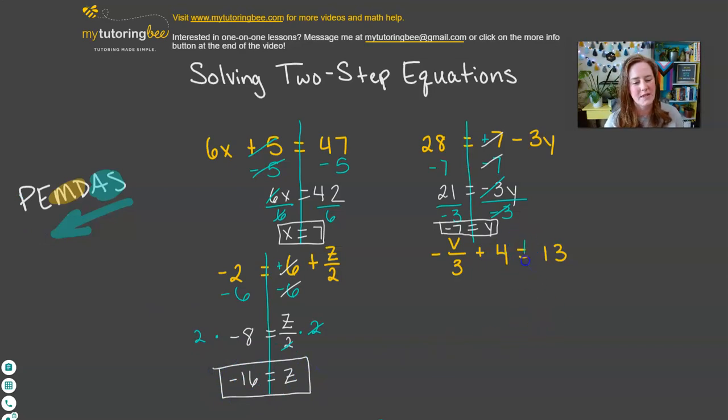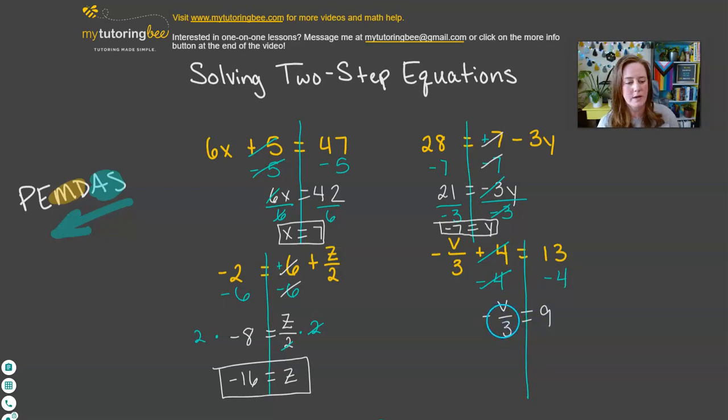All right, last one here. We've got negative v over 3 plus 4 equals 13. We're going to undo that addition first by subtracting 4. That's going to cancel that out. And then we're left with negative v over 3 equals, let's see, this would give us 9.